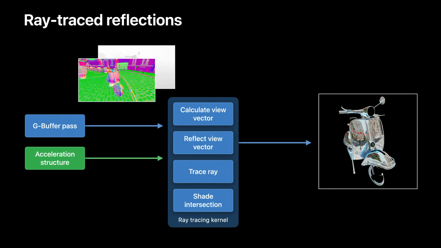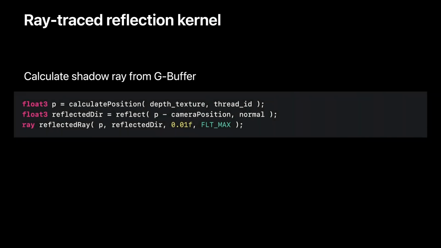Let's take a look at coding this shader. Once again, we start from the point's depth and reconstruct its position. This time, we want the position to be in world space. So in our calculate position function, we need to multiply with the inverse of the view matrix. Then we calculate our reflected incident vector over the normal and create a ray in that direction.